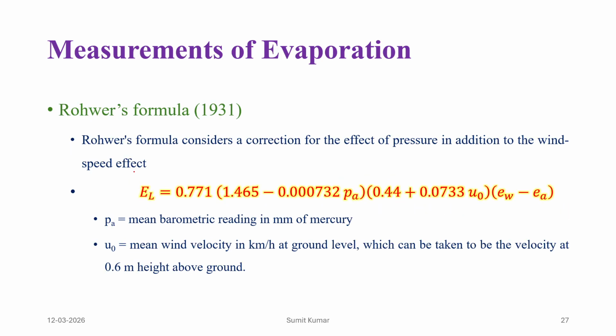Another formula is Rohwer's formula, which states EL is equal to 0.771 into 1.465 minus 0.000732 PA into 0.44 plus 0.0733 U naught into EW minus EA, where PA is the atmospheric pressure and U naught is the mean wind velocity in kilometers per hour at ground level, which can be taken as the velocity at 0.6 meter height above ground, because at ground level the value is very less.